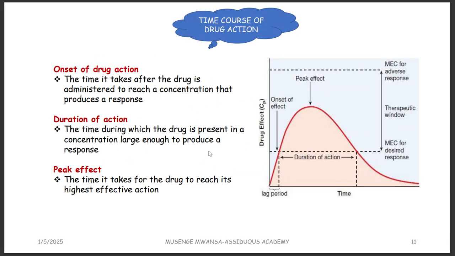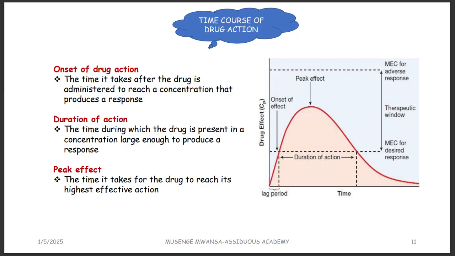And this is important. I want you to understand what we're about to talk about now. Please make sure you understand here. Okay? You have got some interesting exam questions. So the time it takes after the drug is administered to reach a concentration that can produce a response is known as the onset of a drug.